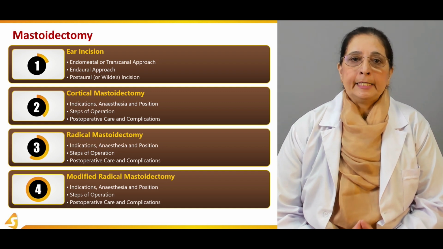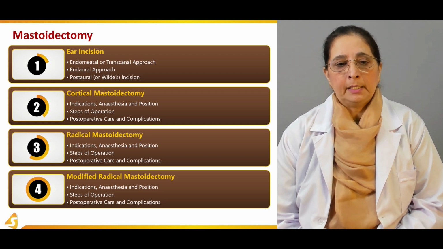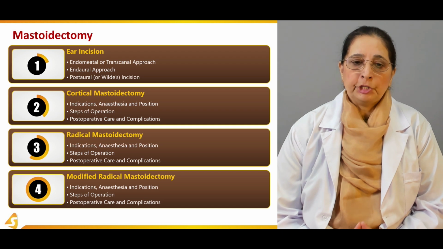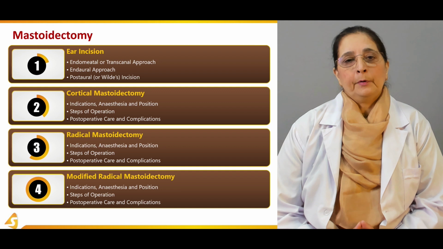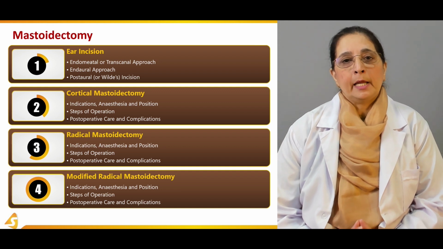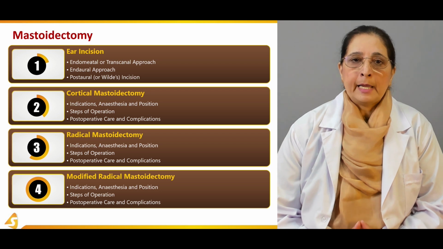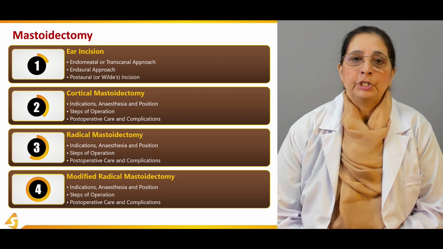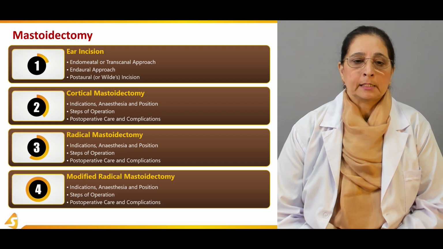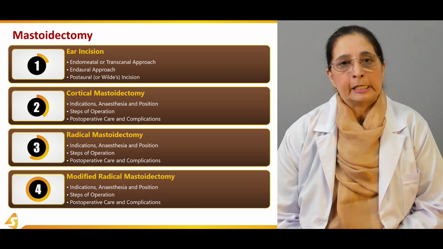Then in the second section, we will talk about cortical mastoidectomy. What are the indications of cortical mastoidectomy? What type of anesthesia is used and what's the position of the patient for cortical mastoidectomy? What are the steps of operation for cortical mastoidectomy and post-operative care and complications?